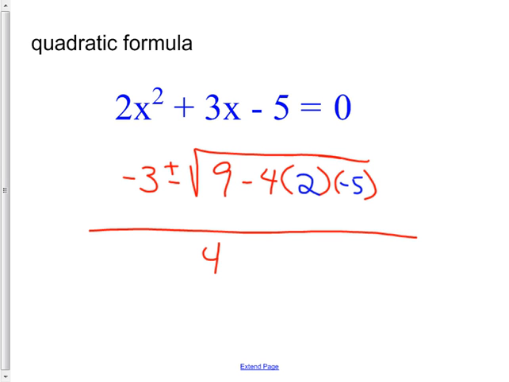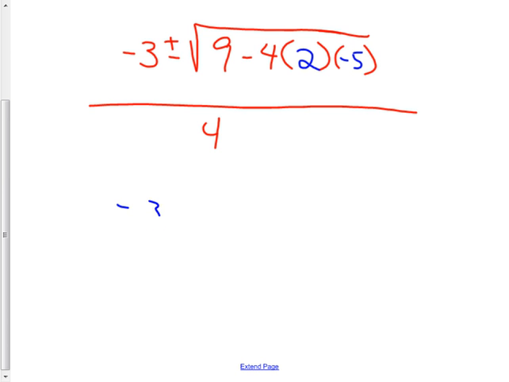Do you get how there are 2 negatives under there, so it turns into a plus? 9 plus 8 times 5 is 40. 9 plus 40 is 49 underneath the root. Now it's going to be easy. Negative 3 plus or minus, and the square root of 49 is really 7, over 4.